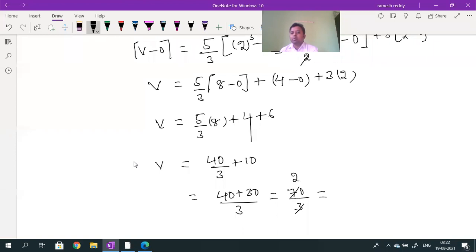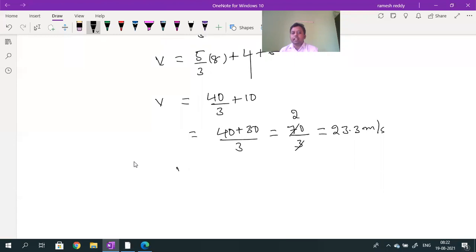23.3 meters per second. So what is the velocity? The velocity value will be given by 23.3 meters per second. Is this question understood, students?